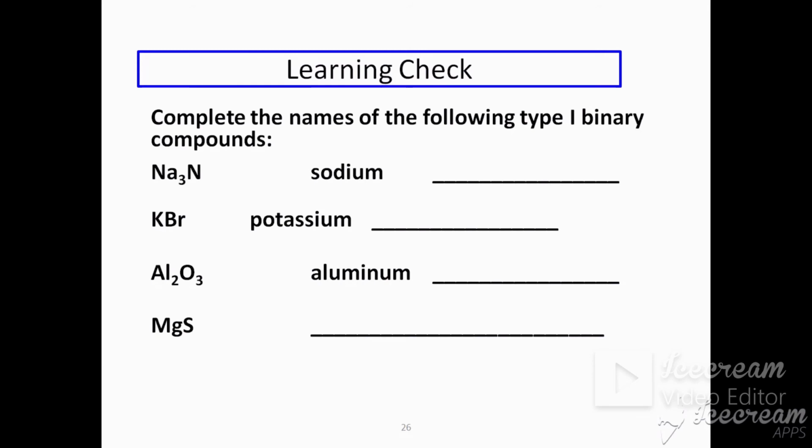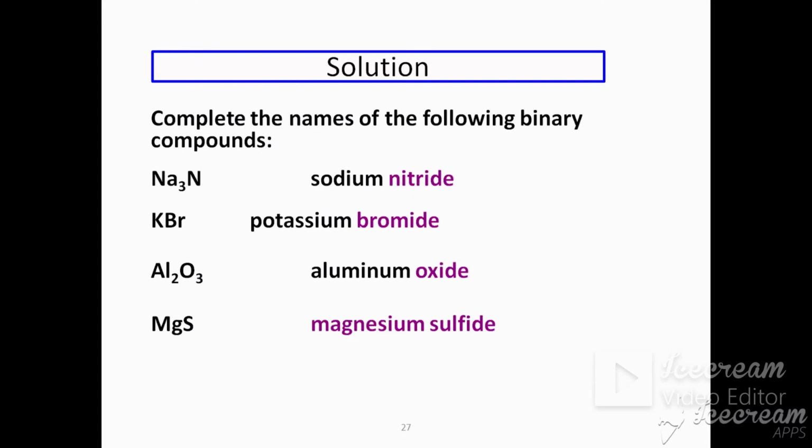Learning check. Complete the names of the following type 1 binary compounds: Na3N sodium, KBr potassium, Al2O3 aluminium, and MgS. Solution. The answer is: Na3N sodium nitride, KBr potassium bromide, Al2O3 aluminium oxide, MgS magnesium sulfide.